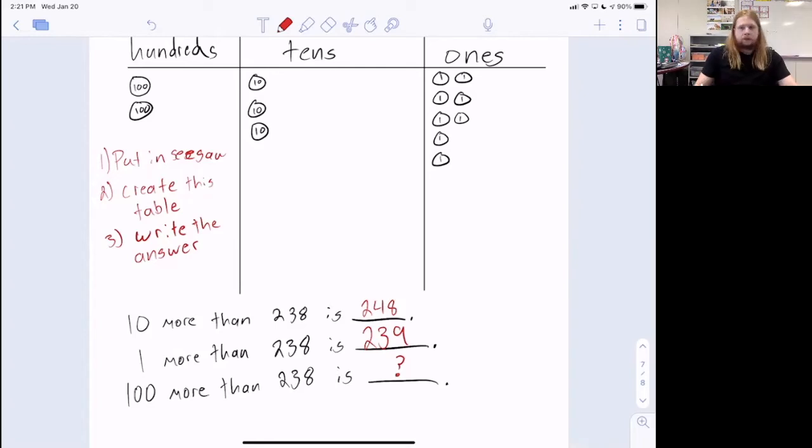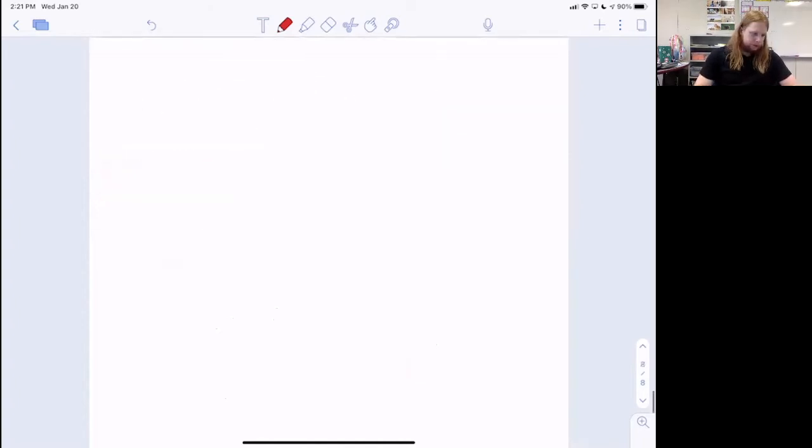There we go. Okay, now we're going to go to our next page. And there's a couple more questions I have. So now that we've seen it with pictures, we're going to try it without pictures. So I'm going to put some questions up here and we'll go over them.